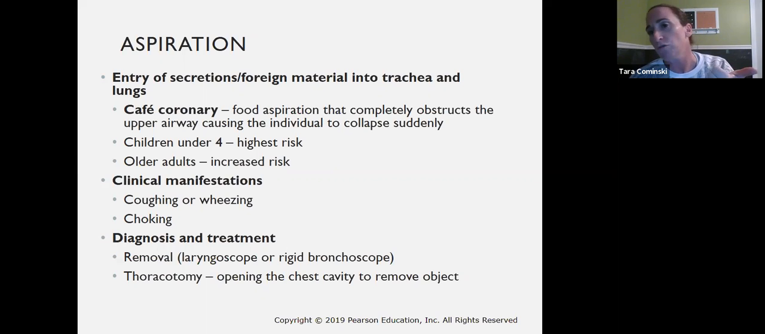So children under 4, right? Older adults, they are at increased risk for aspiration or for choking. I think this is pretty obvious. In terms of treatment, you've got to get out whatever's stuck in there, right? Sometimes a scope can go in there and remove it, but other times completely opening the chest cavity might be necessary.